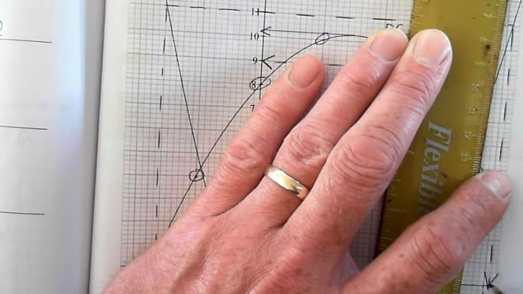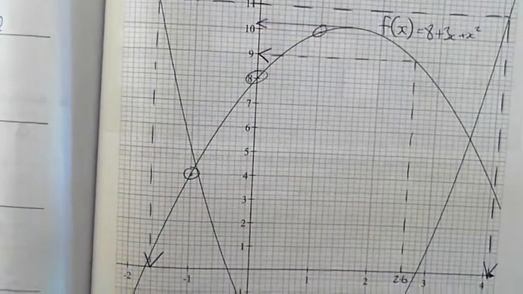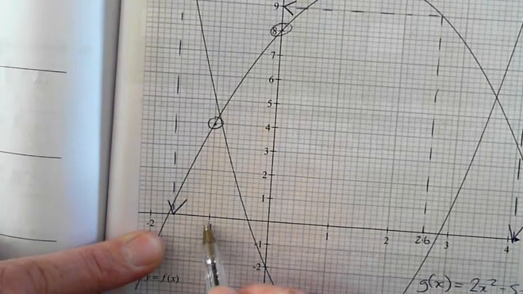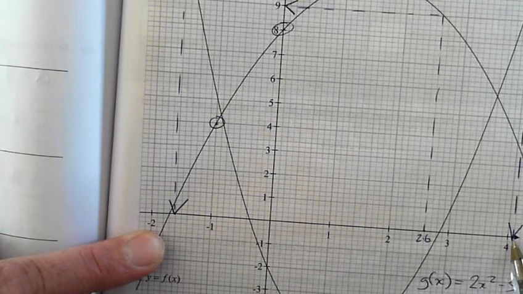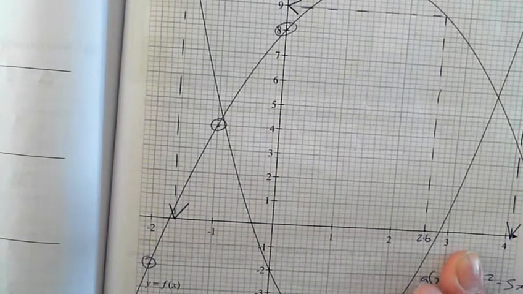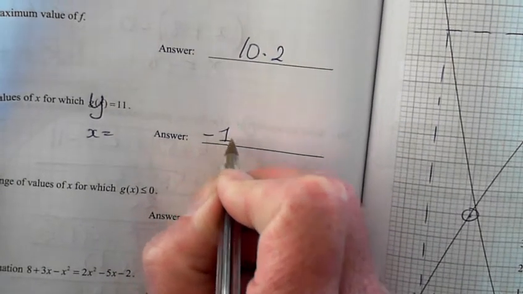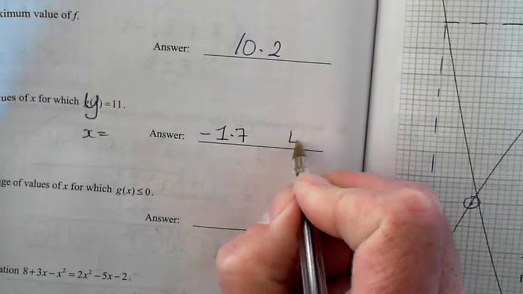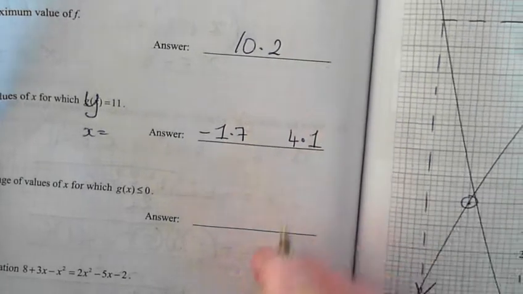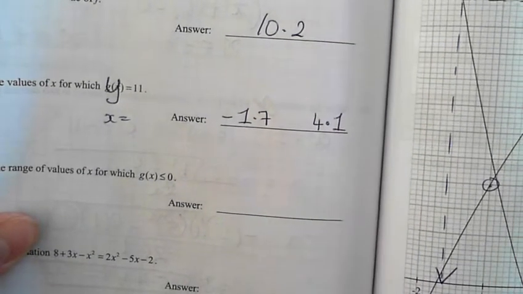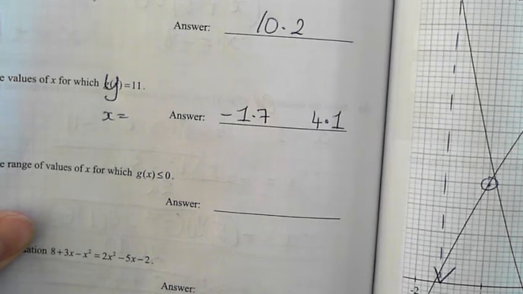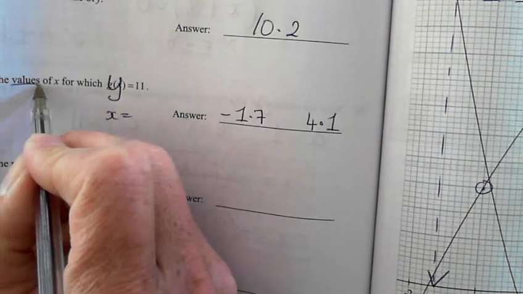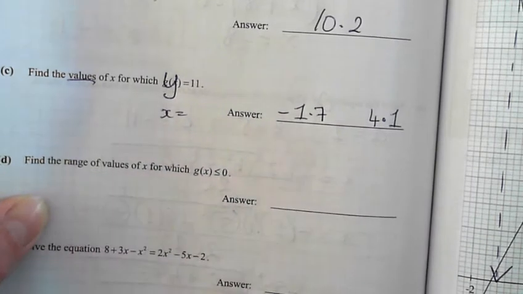Well, you'll be allowed a certain amount of error. So there are 2 points. Minus 1.7 I have, and 4.1. So minus 1.7 and 4.1. Do you have to do 2 of them? Yeah, values. It says values.